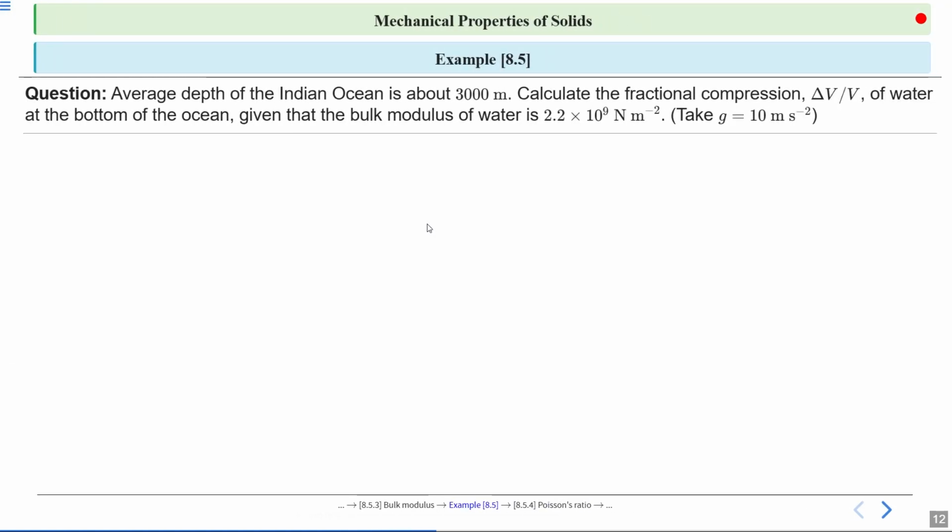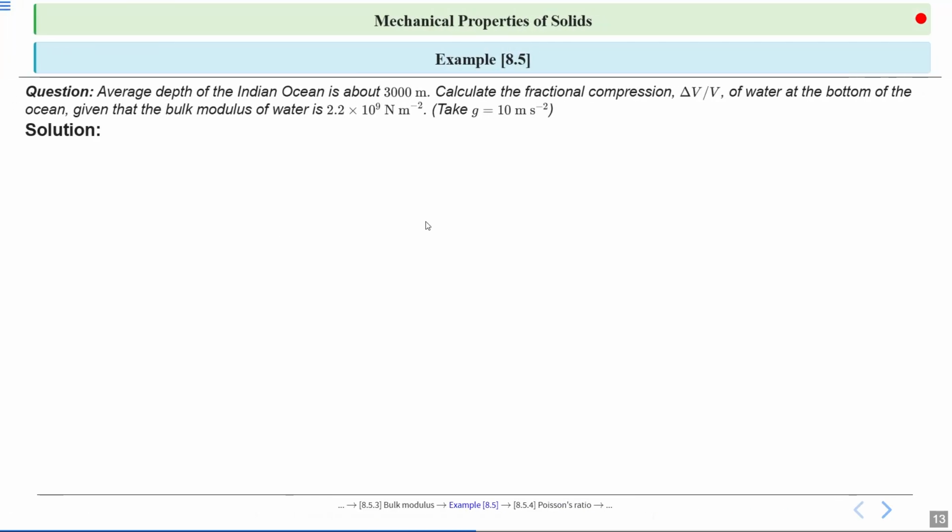Example 8.5. The average depth of the Indian Ocean is about 3000 meters. Calculate the fractional compression, delta V by V, of water at the bottom of the ocean, given that the bulk modulus of water is 2.2 times 10 raised to the power 9 newton per meter square. Alright, let's see the solution.